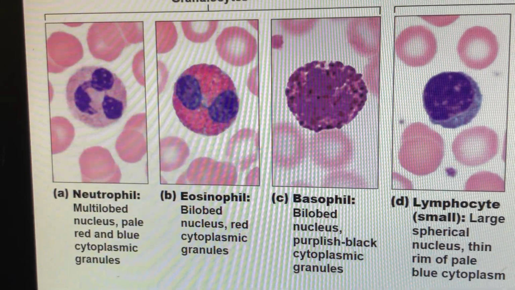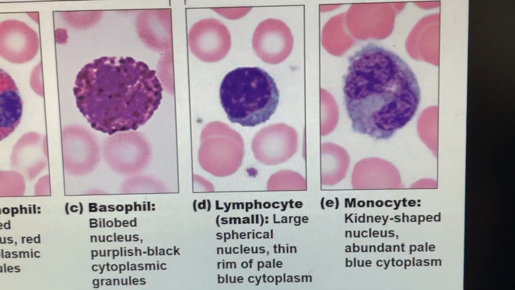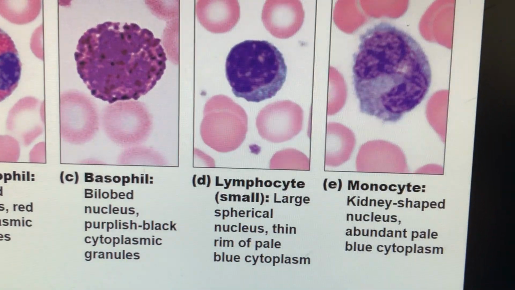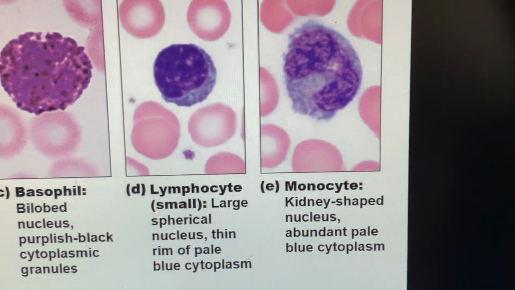And then who's going to eat the bananas? They are going to be the agranulocytes. And the 2 agranulocytes are going to be lymphocytes. So that's going to be my example of LET. And then monocytes are going to be the monkeys.